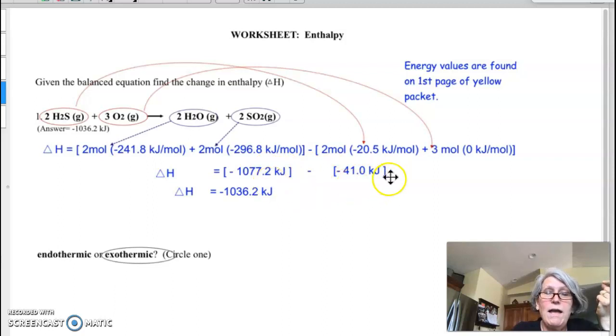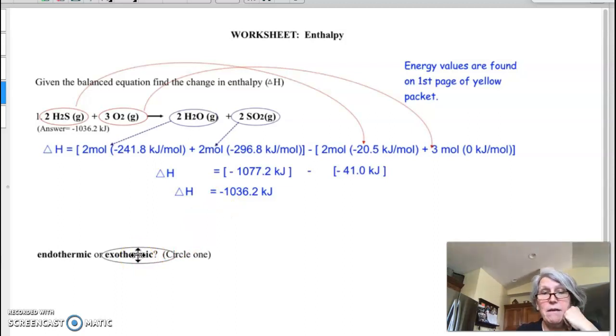And now I solve for the delta H. And remember, a negative times another negative will make it a positive. So that's why you subtract basically negative 1077, and then you're adding a positive 41 kilojoules. So this is what I got for my overall answer, negative 1036.2 kilojoules. Now, because this is negative, the delta H is negative, hopefully you know from the first lesson, that means the reaction's exothermic. See?